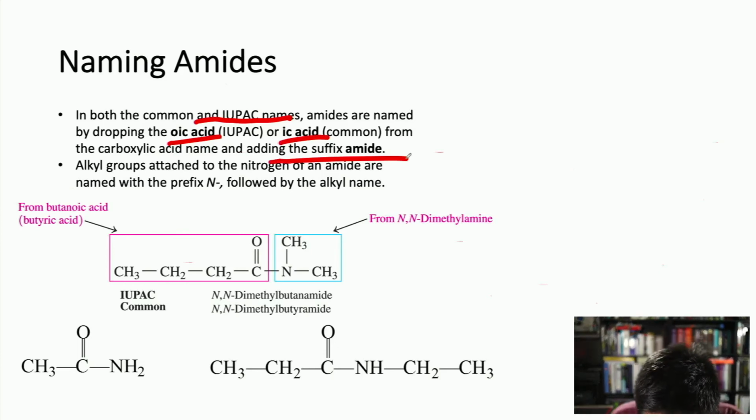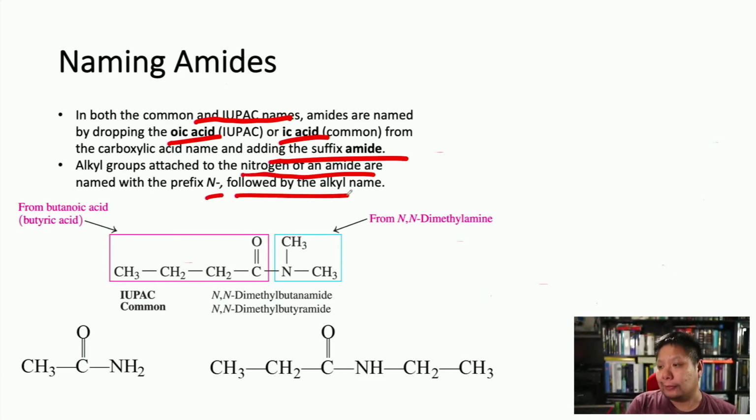And then, if there are alkyl groups attached to the nitrogen of an amide, they're named with the prefix N, followed by the alkyl name, which we saw before with the amines, like the N-bromobenzamide. Was that what it was? I can't remember what the example was before. You can go back and look.